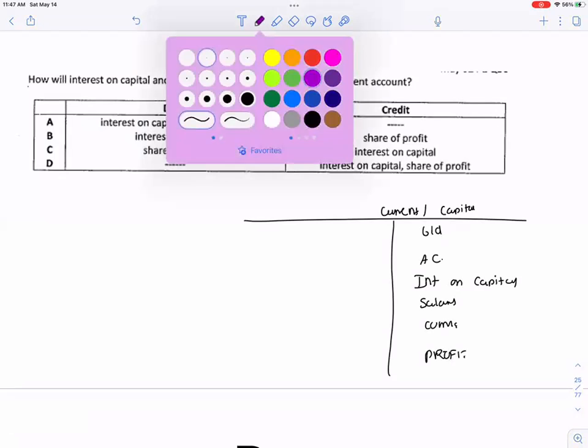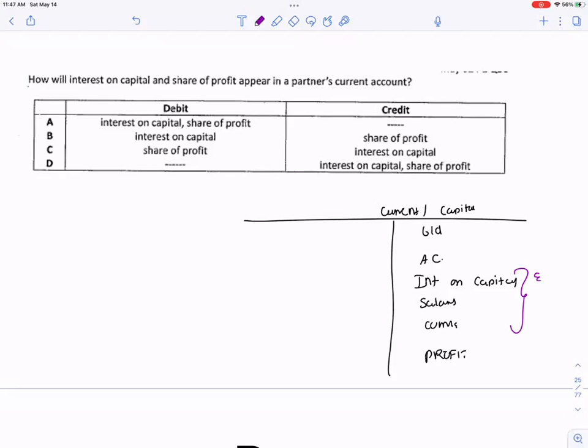This is also called expense towards partners. And there is one exception item that also comes over here. It is interest on loan. I hope I'm very clear with this. So it's option D, right? Yeah, it is option D.